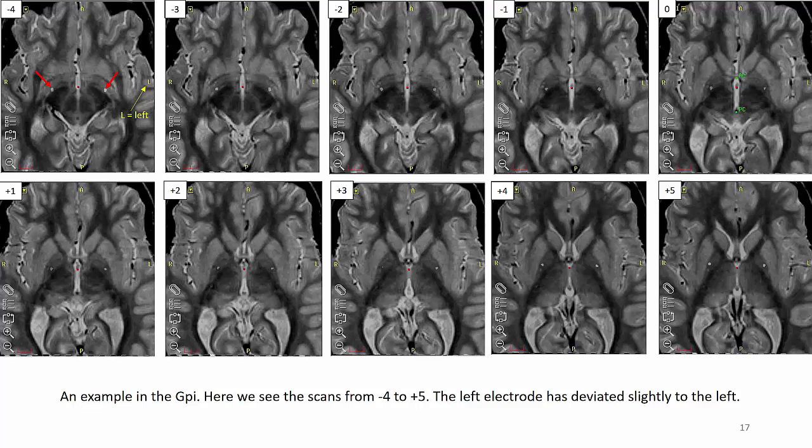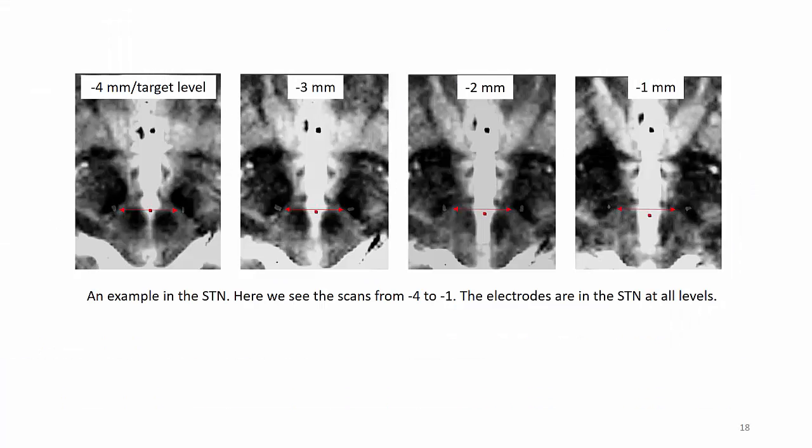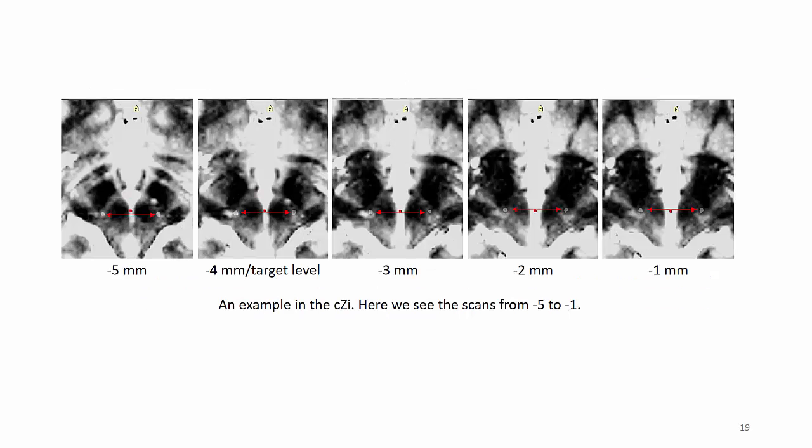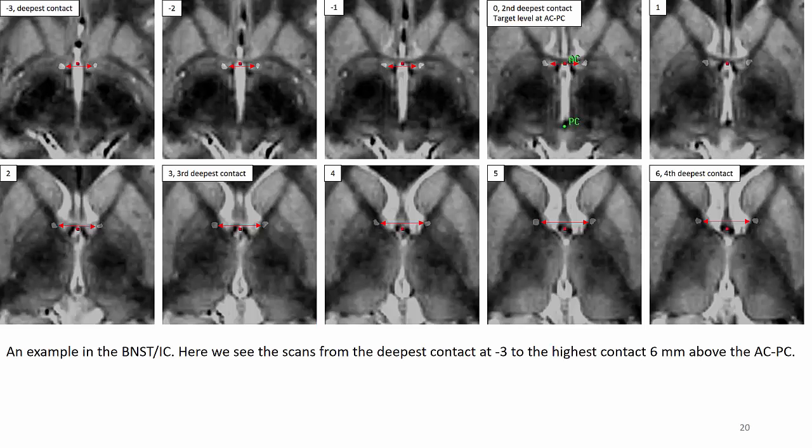Here we have one example in the GPI. Here we see the scans from 4 mm below the ACPC level to 5 mm above. Another example in the subthalamic nucleus. An example in the caudal zona incerta. And finally, one example in the bed nucleus of stria terminalis, an internal capsule.